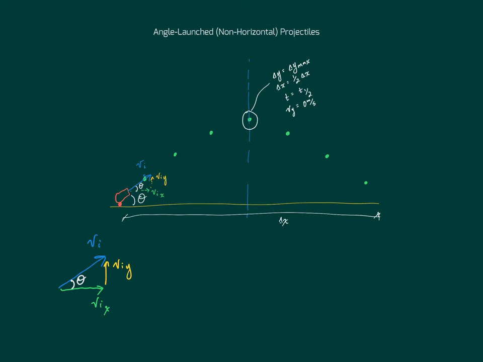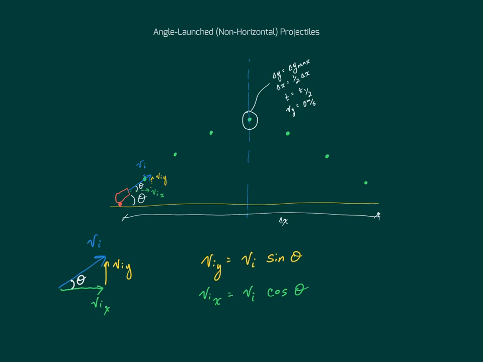If we want to figure out what v initial y is, well, this is the opposite side of that angle, so we're going to be using our sine function. So v initial y is going to equal v initial times the sine of theta. If we want to find v initial x, this is the adjacent side of that angle, so it's just going to be v initial times cosine of theta.